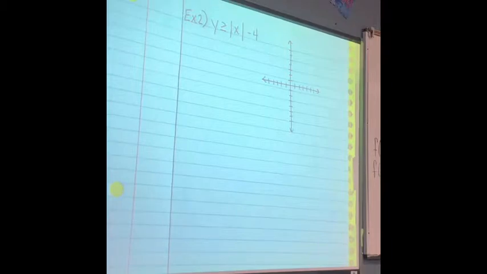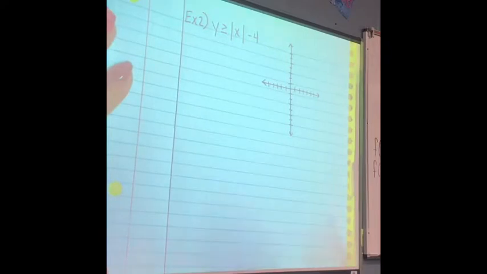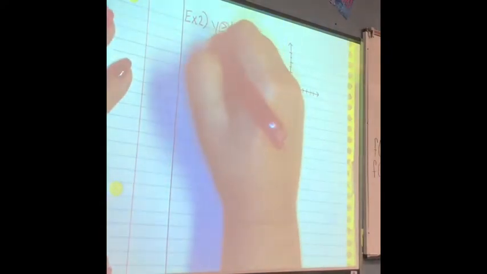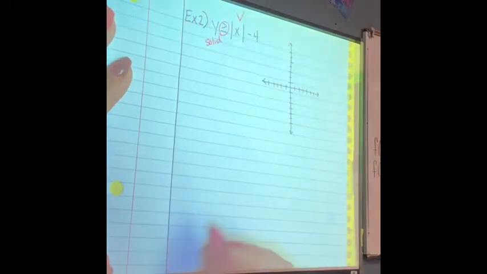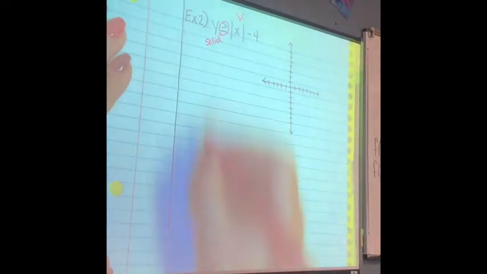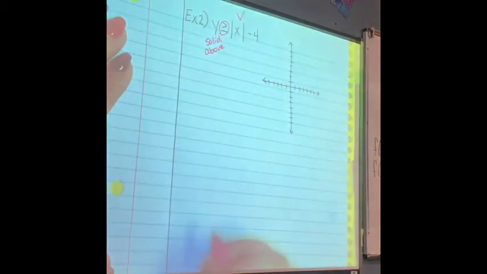All right, so tell me what you know about this. It's going to be a V. He says this is going to be a solid line. What'd you say, Arlie Beth? It's going to be a V graph. I agree with that. What else? I'm going to shade above. My Y is above the graph. Okay.